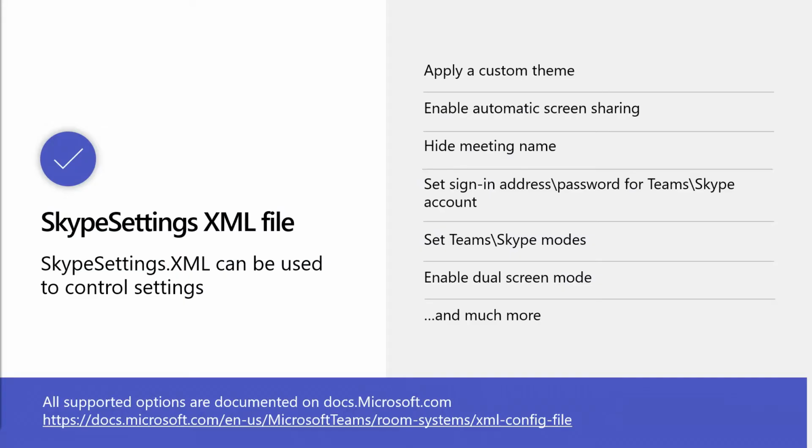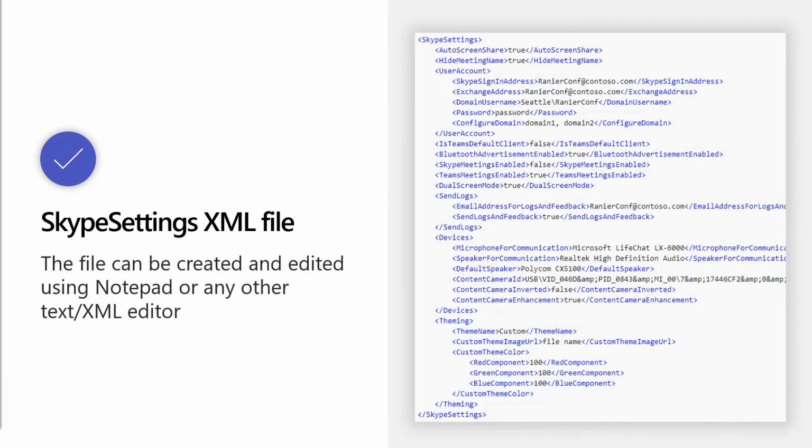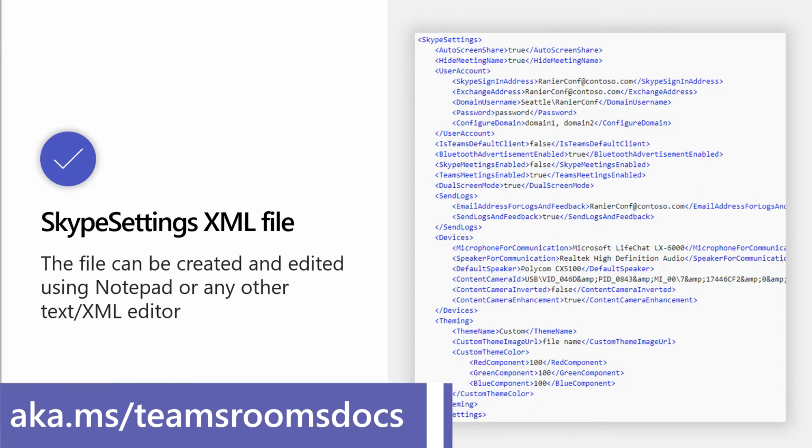In lieu of PowerShell, the Skype settings XML file is a file that really lets you manage the settings of Teams Rooms. The XML file has a bunch of settings that you can set, and essentially everything that you can see on the console settings interface can be set via the XML file. Here's an example of the XML file, and again, this comes directly from docs.microsoft.com. So search for the Teams Rooms section.